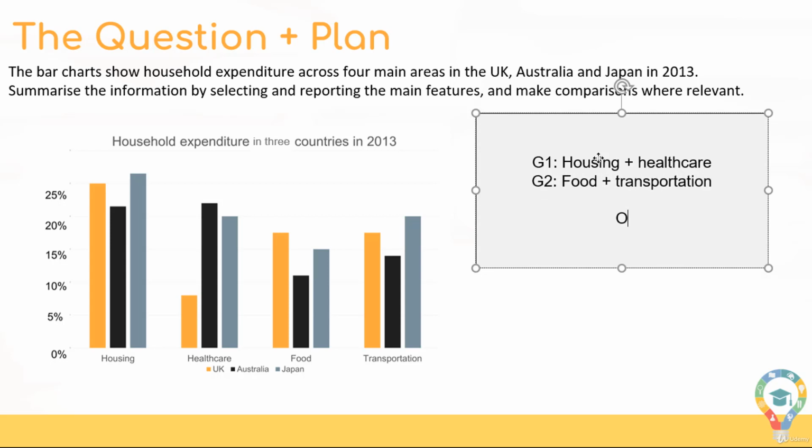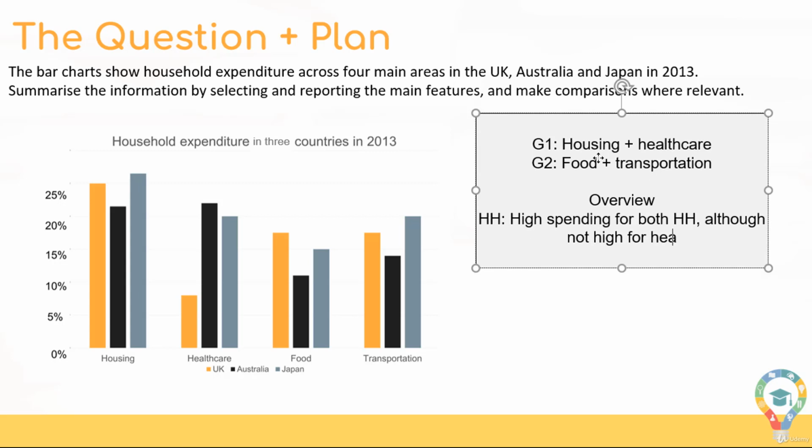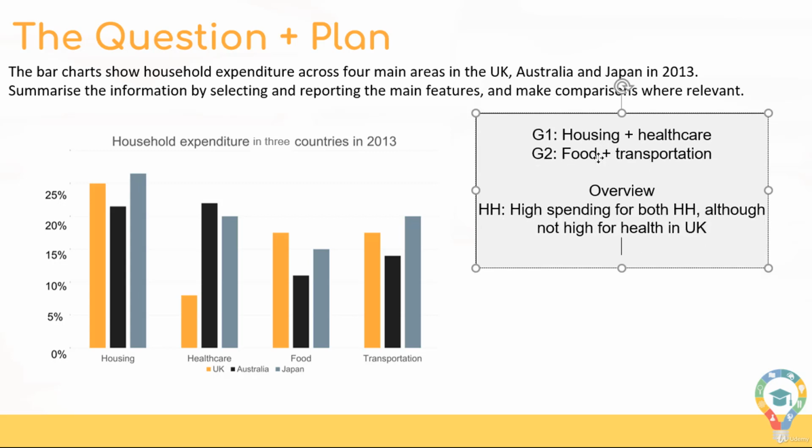Okay. So for the overview, let's have HH for housing and healthcare, and we'll say overall, we can say high spending for both HH, housing and healthcare, although not high for health in UK. That's quite long, but that's okay. It's not going into too much specific detail, which we don't want in the overview.